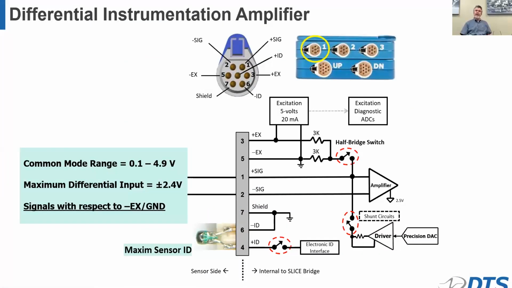So let's take a look at a slice micro, and if we zoom in on the 7-pin connector that we use all the time for sensor inputs, we've got a plus and minus excitation and a plus and minus signal. We have a ground or shield connection, and then a place to hook up a maximum sensor ID chip. Now, the common mode range in this device, again, is 0.1 to 4.9. The maximum differential is plus or minus 2.4. And this is important to note that all signals are measured with respect to minus excitation, which is effectively ground.